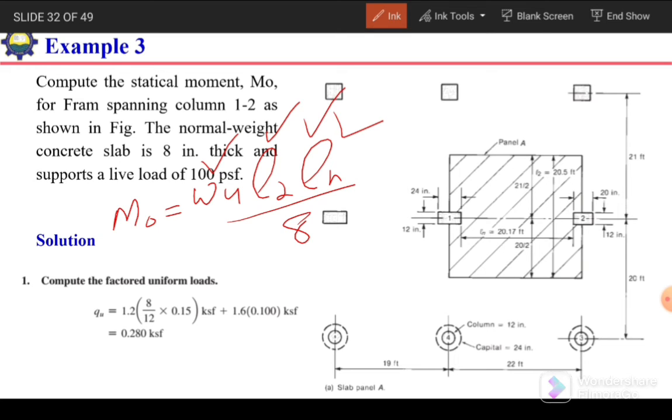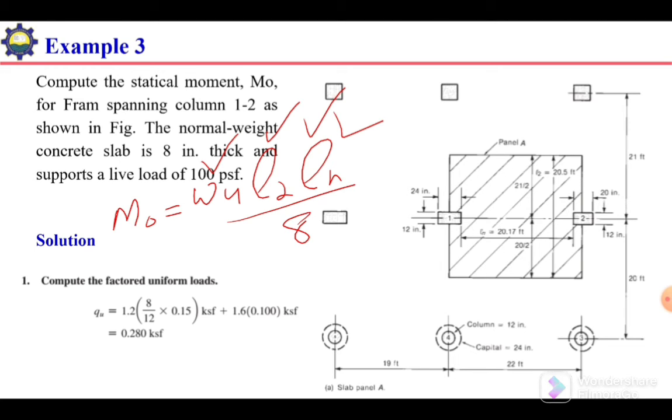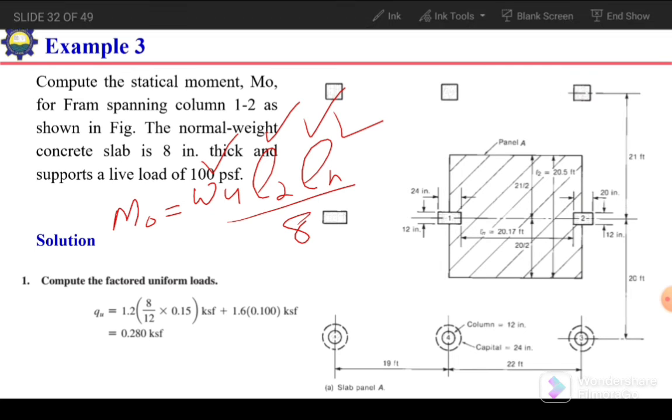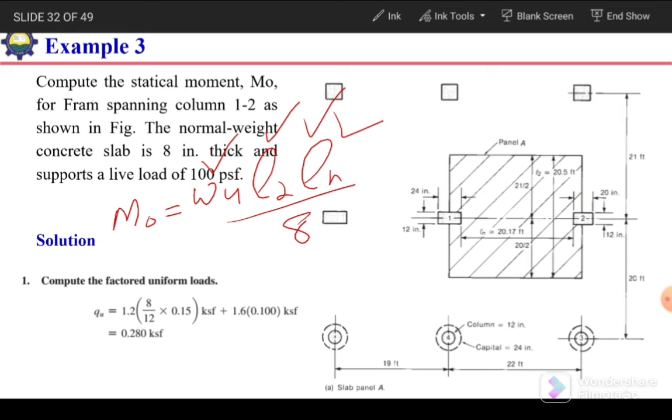So first of all, calculate Wu. Wu is the uniformly distributed factored load, which is equal to 1.2 dead load plus 1.6 live load. In our case, the superimposed dead load is not given, only the thickness of slab is given, so we can calculate the self weight of slab.